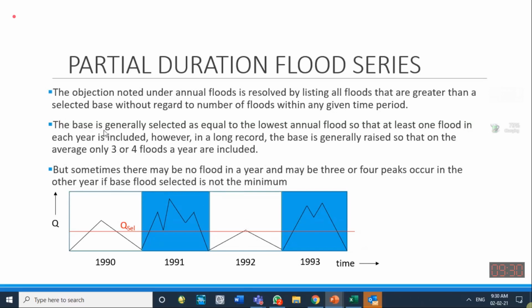So base flood is usually selected as the lowest flood in a certain year in the whole series. In the whole series, if we select the lowest flood peak, then a higher value than that will be selected. So this series we call a partial duration flood series. Flood frequency analysis is the next step.